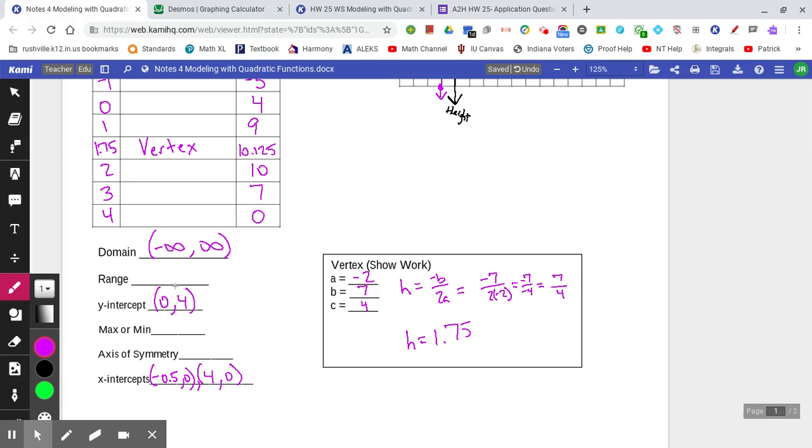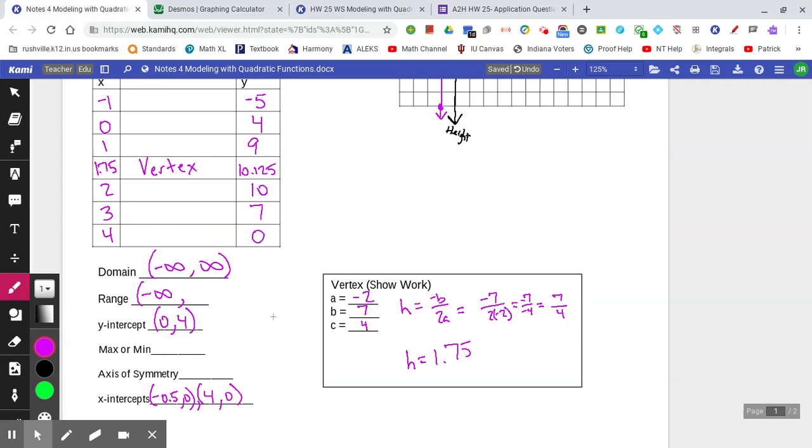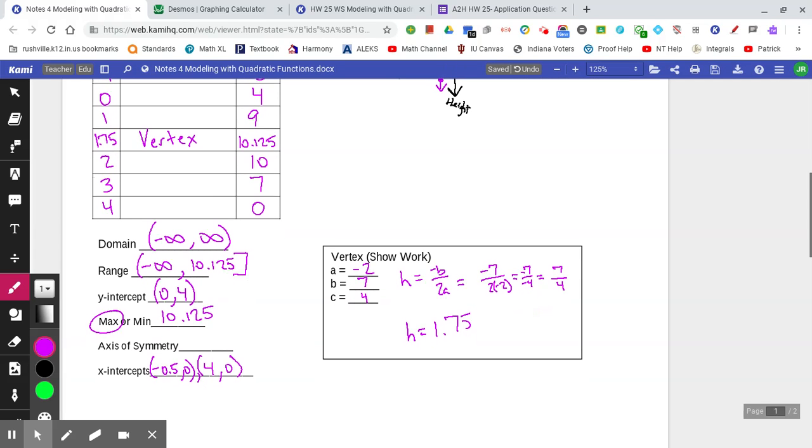The range, because the graph opens down, goes down forever, so negative infinity, and then it comes up to reach its maximum point. This has a maximum point at the vertex, and the y-coordinate of that maximum is 10.125. And since it's actually on that point, we're going to use a bracket to say it actually reaches that point. And then the axis of symmetry is the x-coordinate of the vertex, which would be at 1.75.